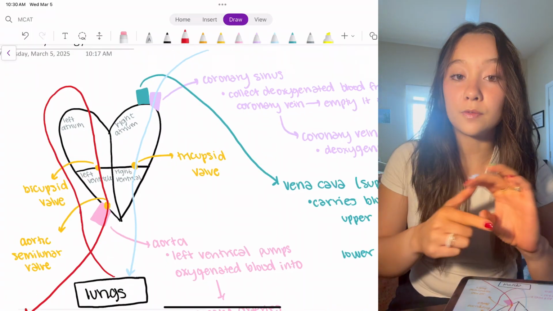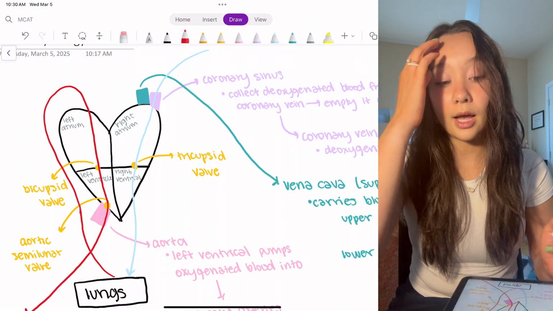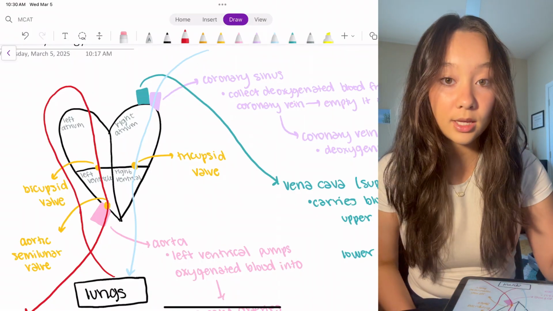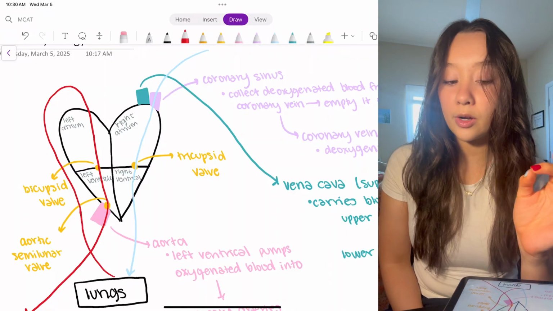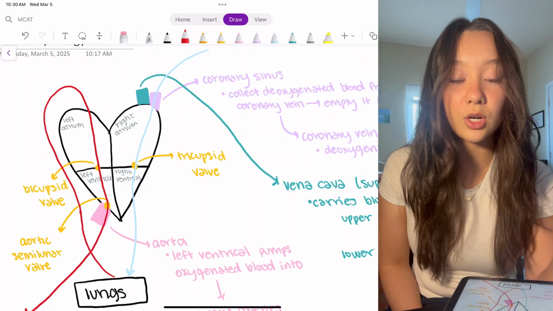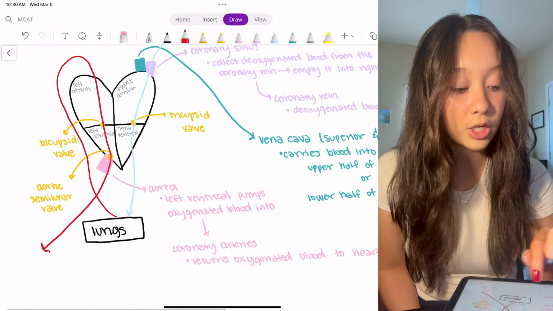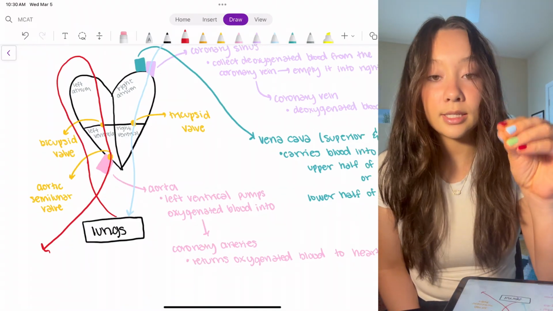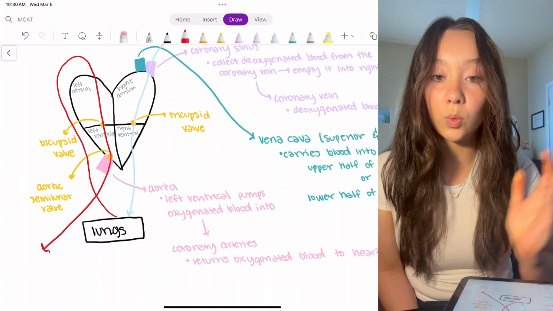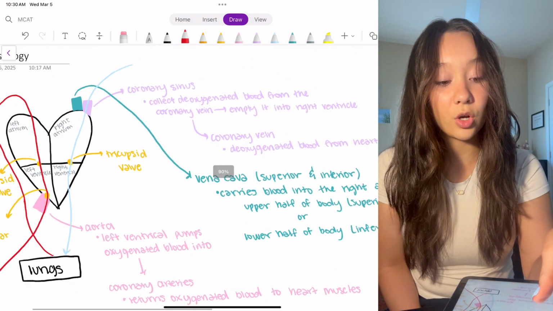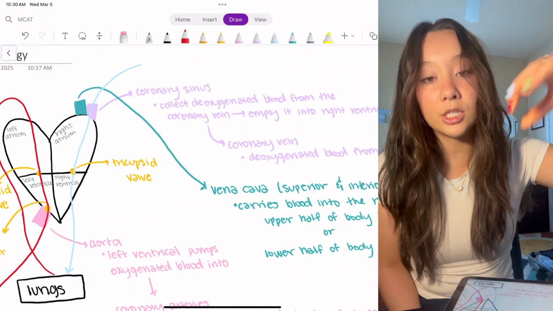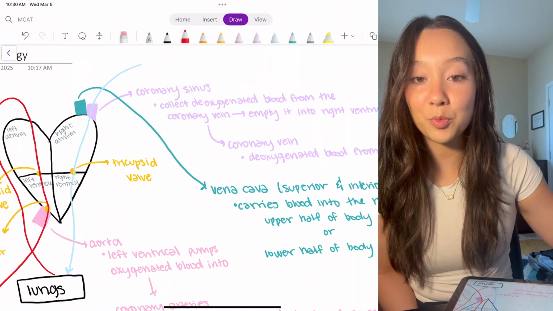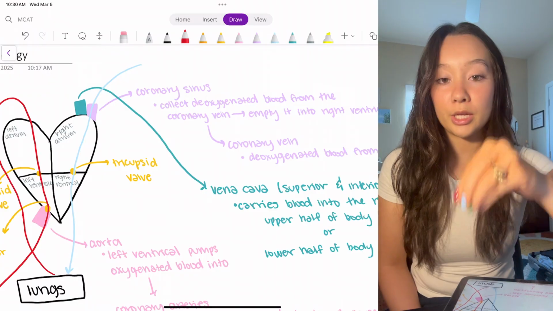Now, the difference between veins and arteries: I remember arteries as away, which means arteries take blood away from the heart. It doesn't matter if it's oxygenated or deoxygenated, arteries mean away. So we said here, coronary arteries, that is taking oxygenated blood away from the heart. And we said up here, coronary vein, that is dumping blood into the heart. So veins take blood from around the body and put it into the heart.